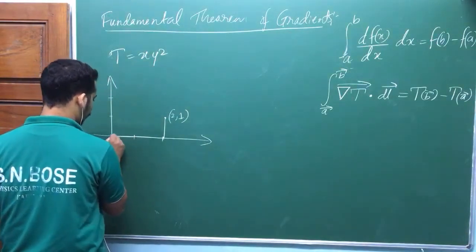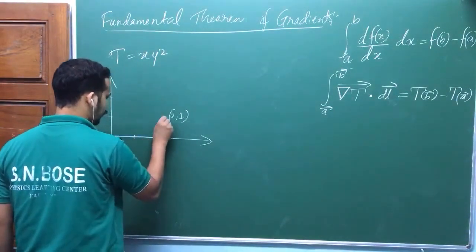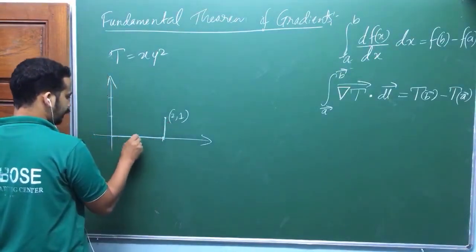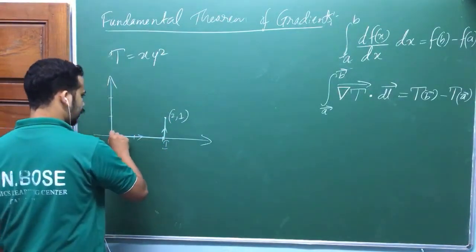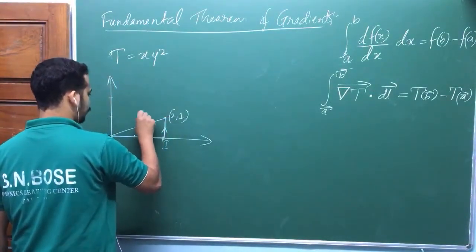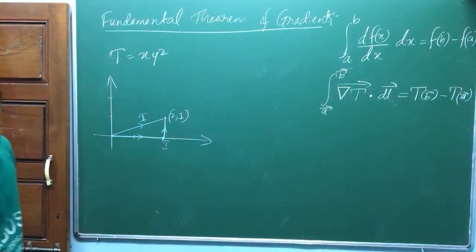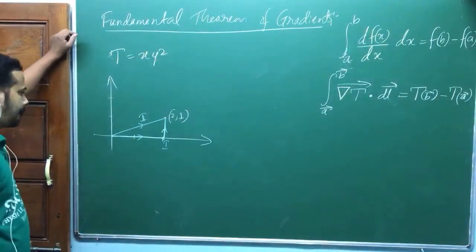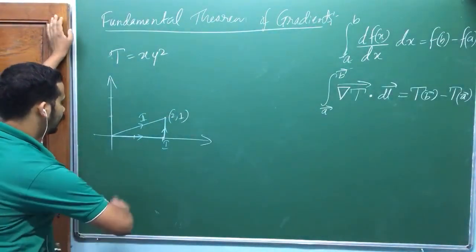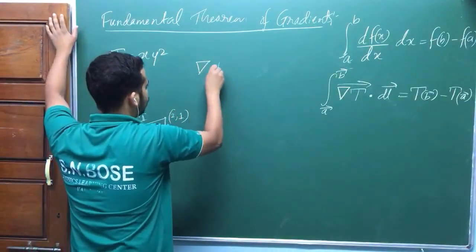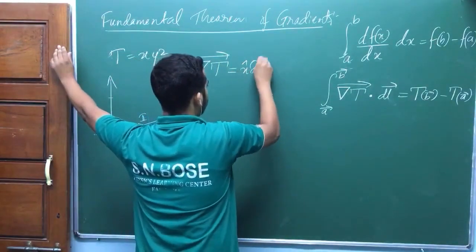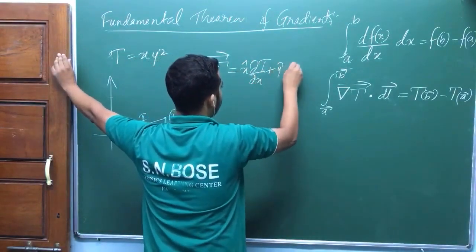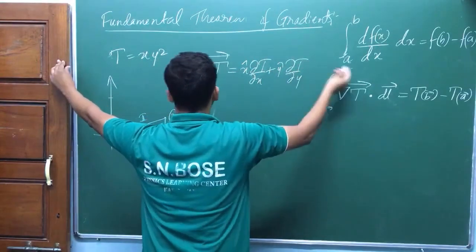I don't know whether you can see this chalk or not. I'll take it as the first path. I'll take the other one as a straight line, the second path. Is that okay? The other one is a straight line. And let me first take the gradient of this one quickly. What is the gradient? Quickly. X cap dou T by dou x plus y cap dou T by dou y. There is no z variable, isn't it?